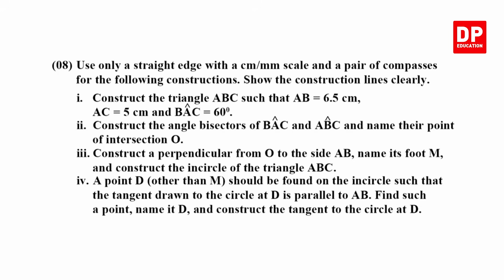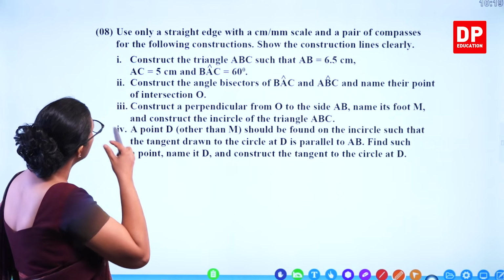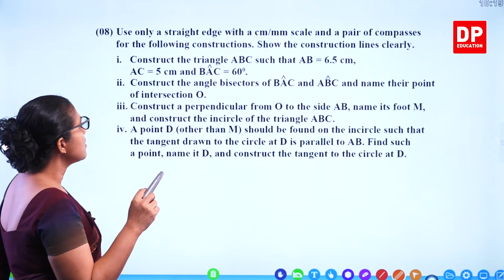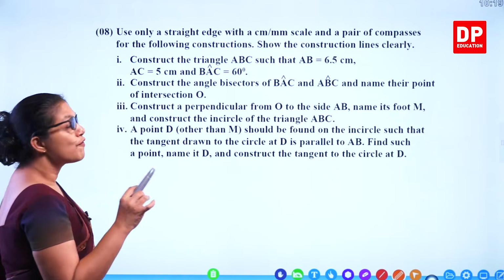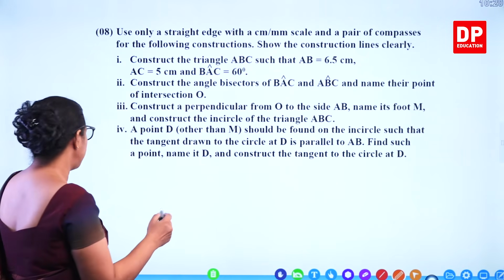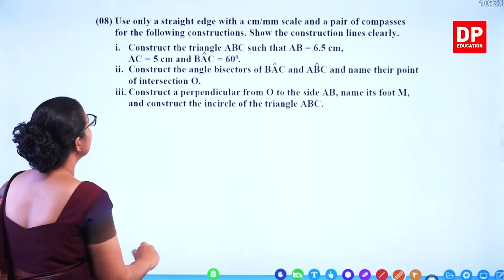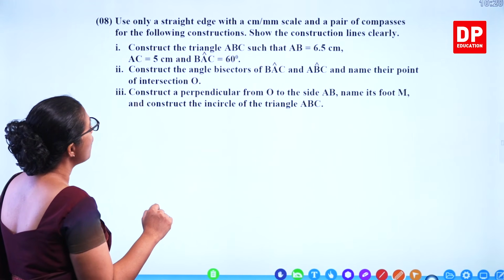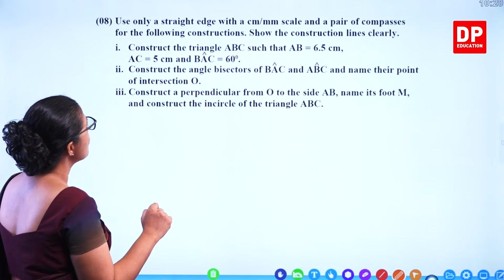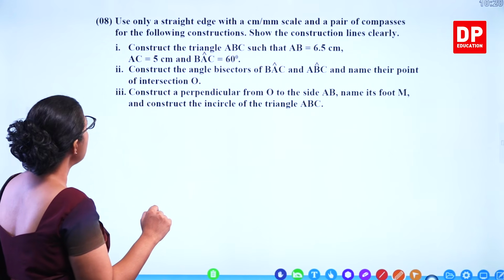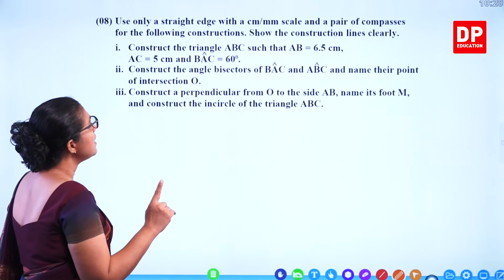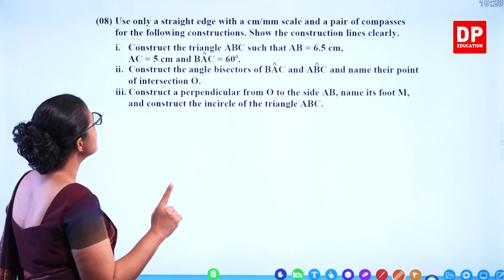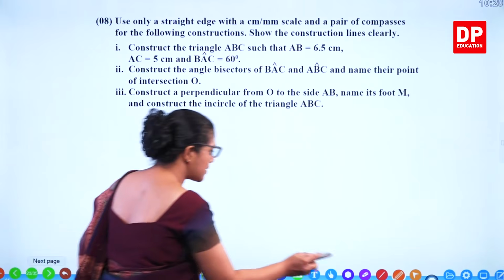Now you can try the construction question. So you can use only the compass and the ruler to construct diagrams. So you get 4 parts here. So we'll do it. Use only a straight edge with centimeter millimeter scale and a pair of compasses for the following constructions. Show the construction lines clearly. Construct the triangle ABC such that AB is 6.5 and AC is 5 centimeters and angle BAC is 60 degrees.